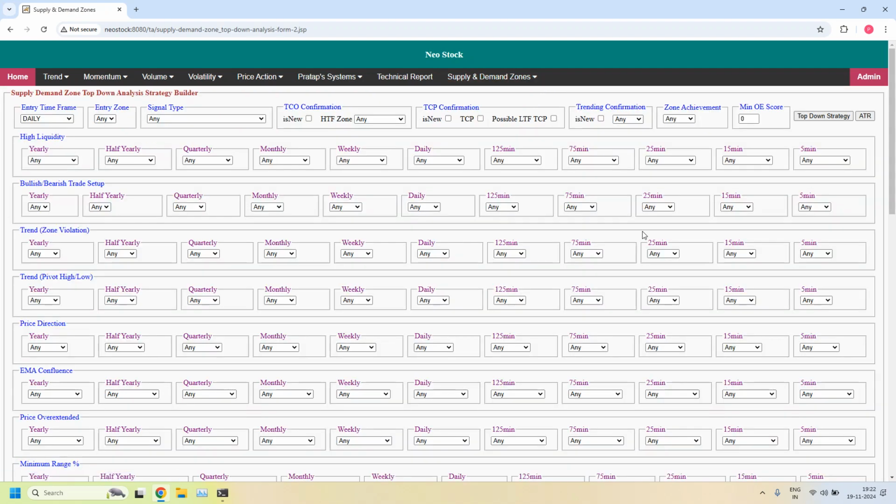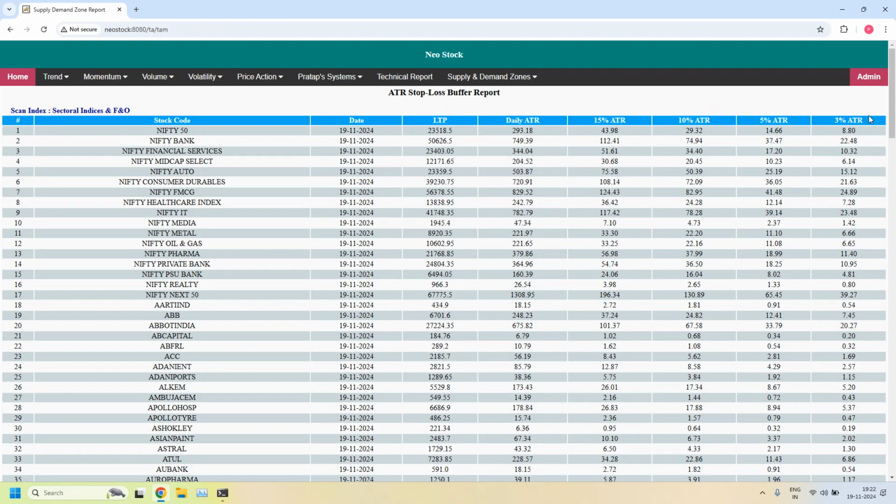And in the last report, let us generate stop buffers based on daily ATR. The first 17 in this list are indices, remaining all are equity stocks listed in F&O. So I am scrolling the list down. Whichever stock you want to refer to, please pause the video there.